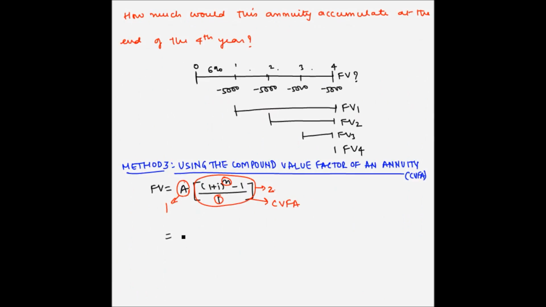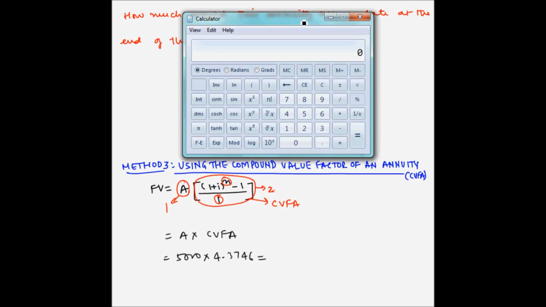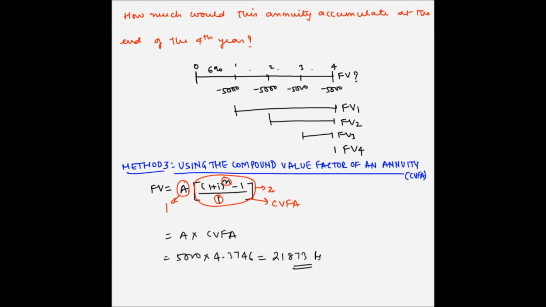So let's use this to find out the future value. So this formula can also be written as A into CVFA. Let's plug in the values. So A is 5,000 and the CVFA value we found was 4.3746. So let me pull my calculator. So 5,000 into 4.3746. So this is equal to 21,873 rupees.